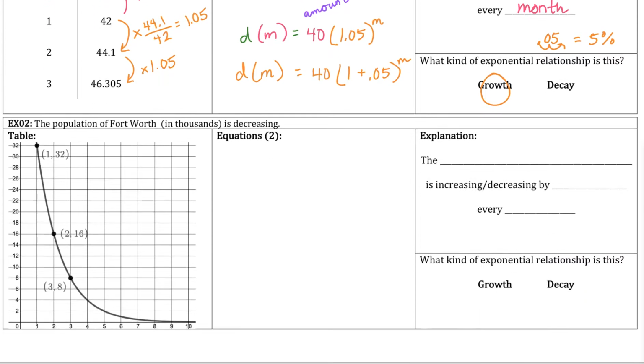Okay, so let's do it again. The population of Fort Worth in thousands is decreasing. You can see it's going down very quickly.